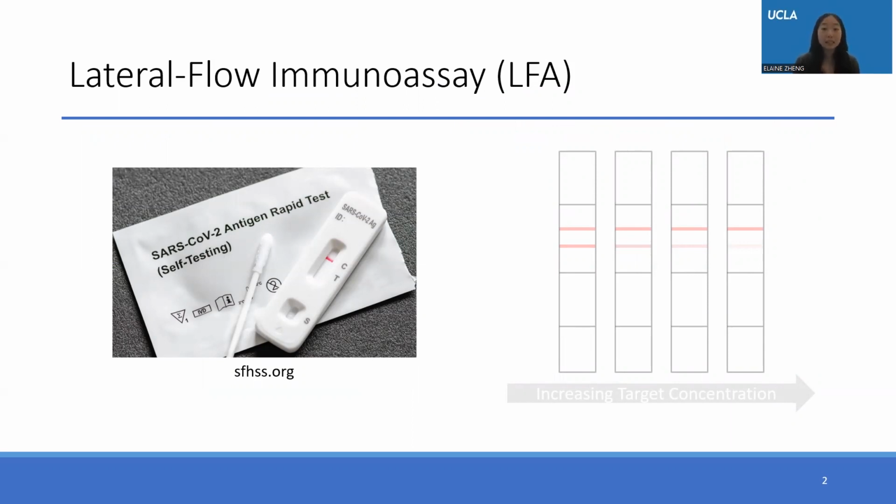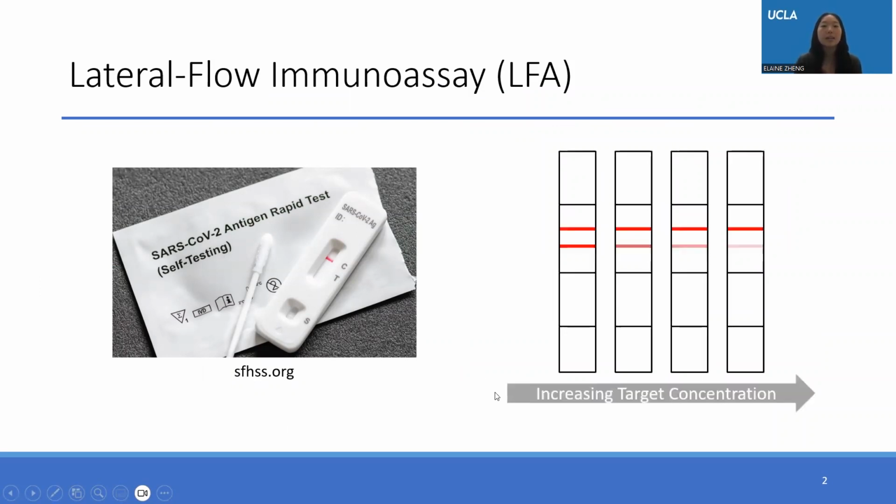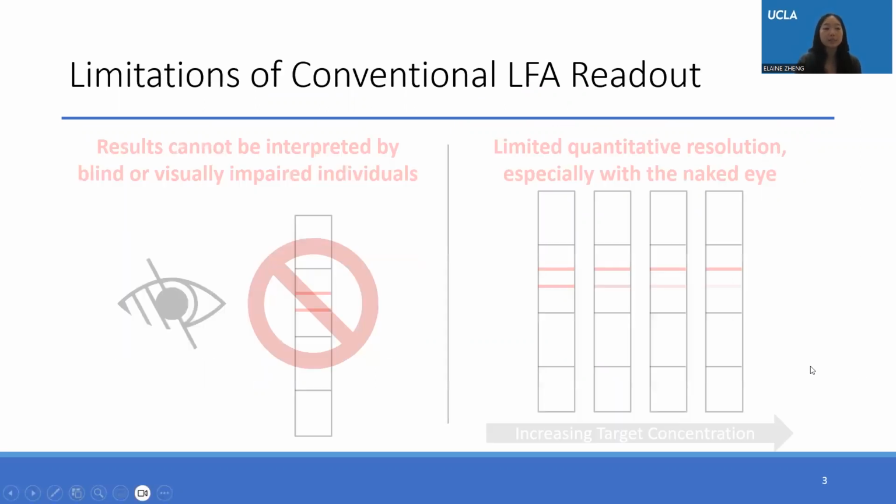This test is an example of a lateral flow immunoassay, or LFA, a versatile paper-based diagnostic that detects a target analyte by producing a visible readout of 1 or 2 lines. The LFA test line intensity varies depending on the amount of analyte in the sample. However, the LFA suffers from 2 major limitations.